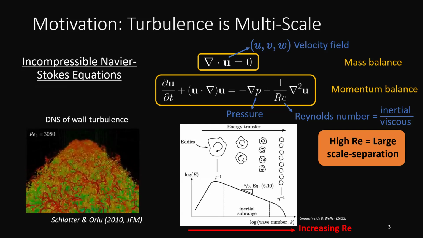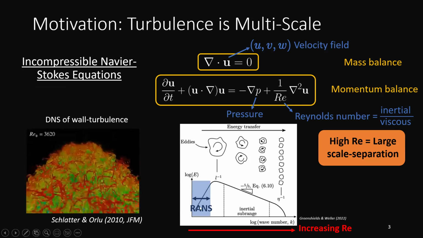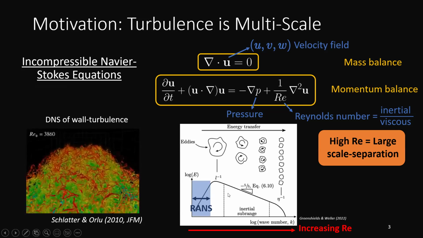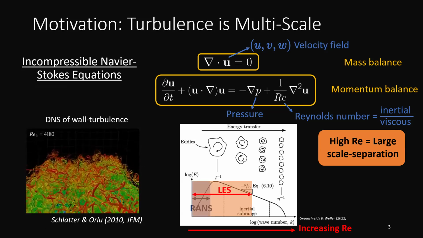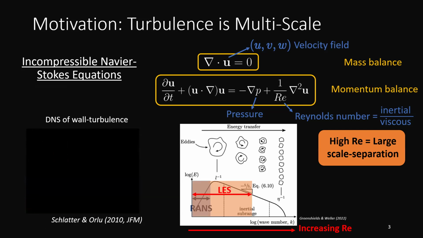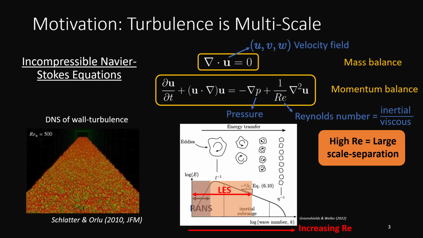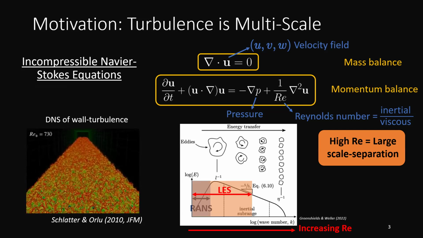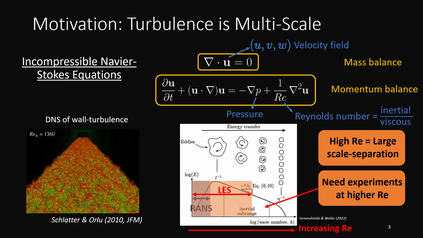So in industry, what really happens is they resolve just the large scales and model the effects of the small scales on the large scales. And they push this envelope a little bit further with something called LES. Still, these take several months to simulate on a supercomputer, so it's not efficient. So in industrially relevant configurations, we have much higher Reynolds numbers. So if we want to push the envelope further, we need experiments.